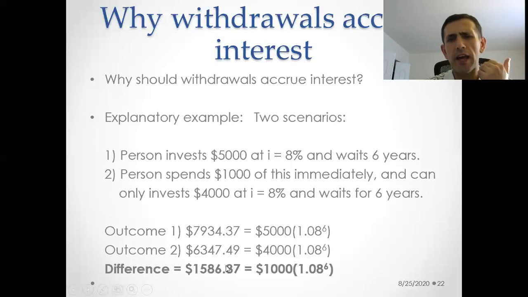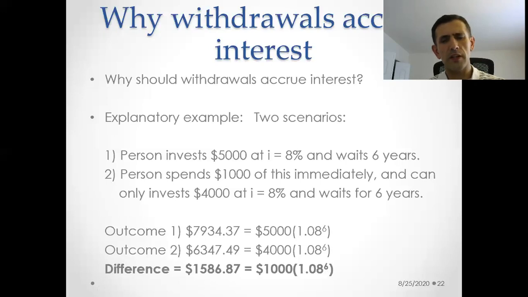Right. So the point is that if you did not make that initial withdrawal of $1,000, you would have exactly $1,586.80 more than you would if you did make that initial withdrawal. So really, to get the correct answer, you take the original investment without the withdrawal, and then subtract the withdrawal, accumulating 6 years of interest. And if you do exactly that, take outcome one minus this 1,586.87, you're obviously going to get outcome two. All you're doing is 5,000 times 1.08 to the sixth minus 1,000 times 1.08 to the sixth gives you 4,000 times 1.08 to the sixth.